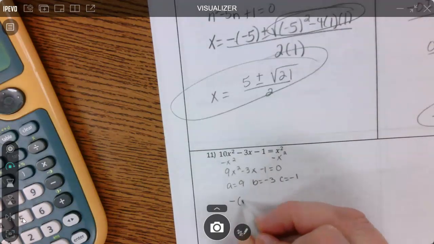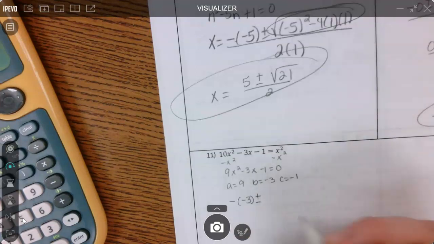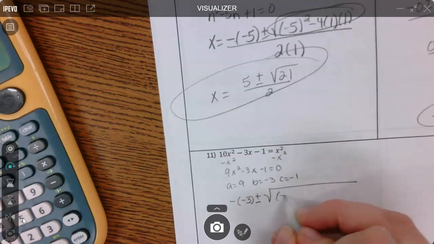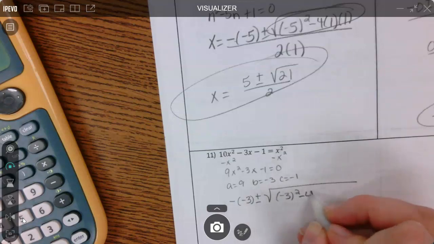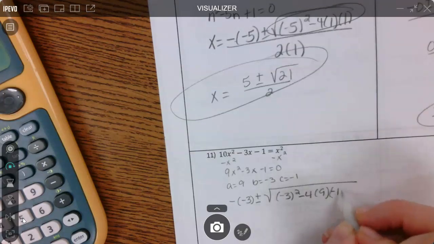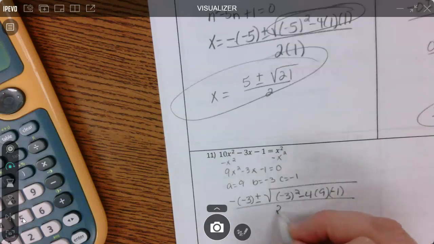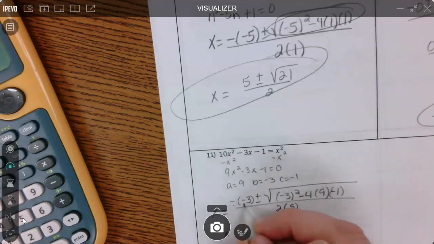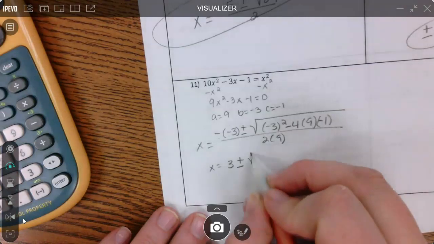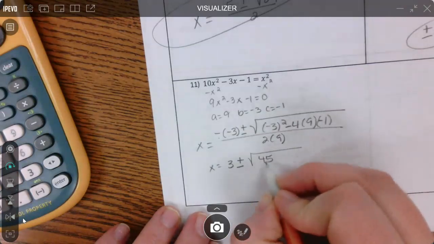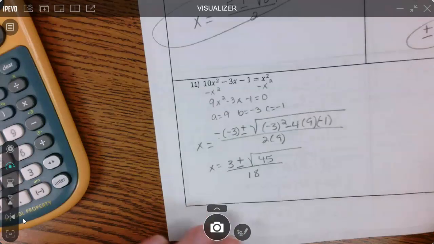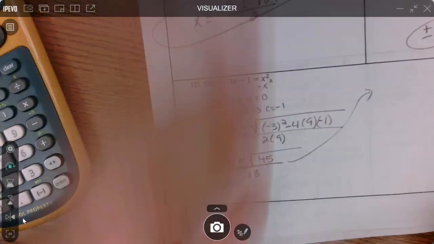We have negative times negative 3 plus or minus the square root of negative 3 squared minus 4 times 9 times negative 1 all over 2 times 9. Okay, and then when you do this, a negative times a negative is a positive, so we have positive 3 plus or minus, let me scoot this down so you can see it, the square root of 45 over 18. Now, the square root of 45 will reduce to 3 square root 5. So let's go up here and let's continue.